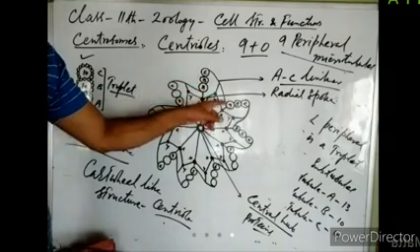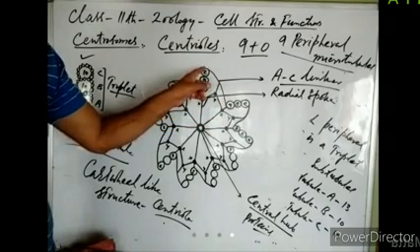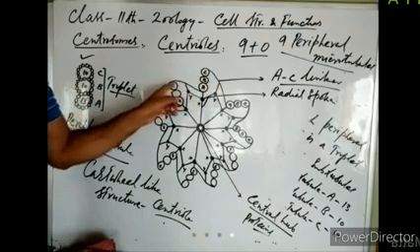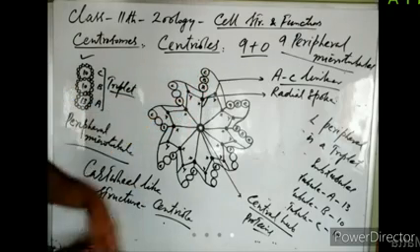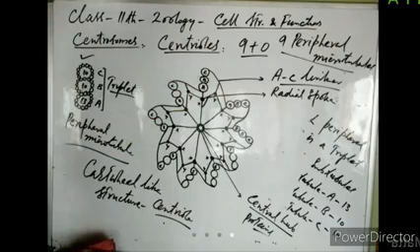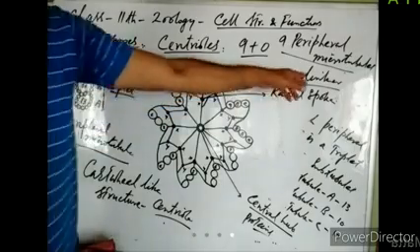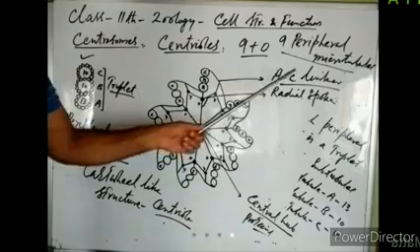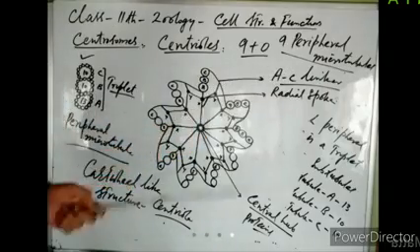Then subtubule A is connected with the subtubule C of the next microtubule. This is subtubule A, this is subtubule C. They are interconnected. How are they interconnected? They are interconnected by protein strands known as AC linkers. This is an AC linker here, right?